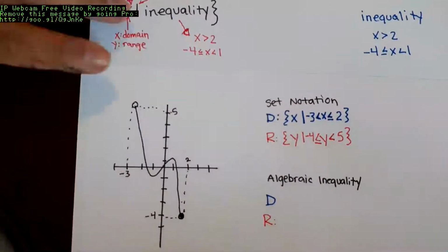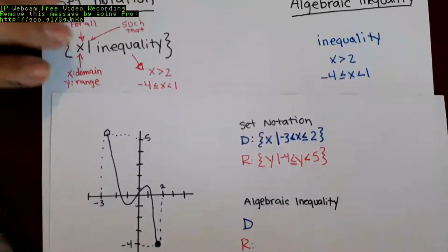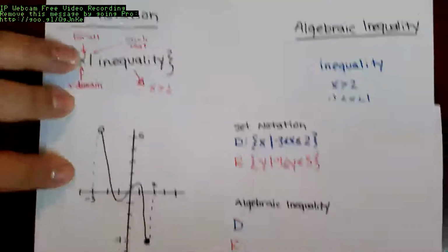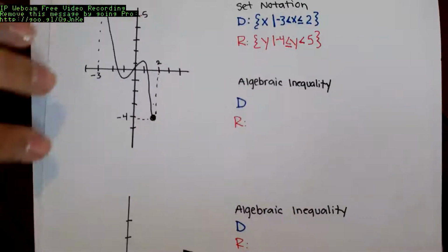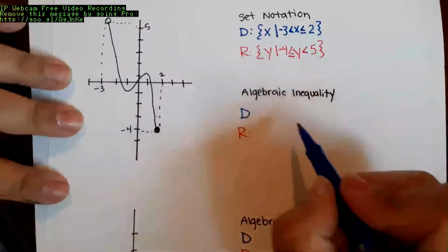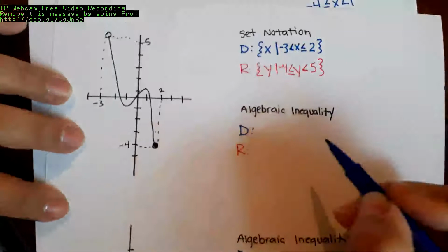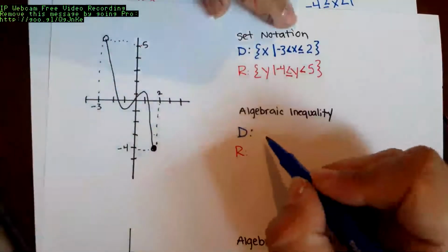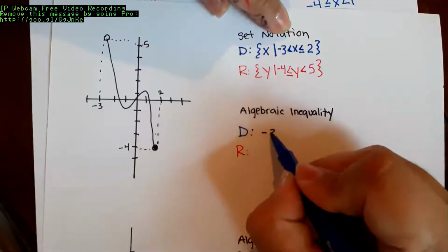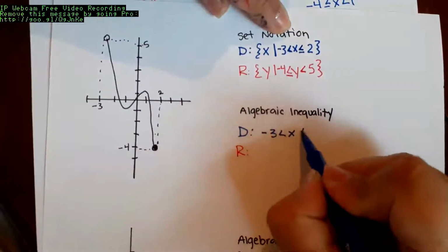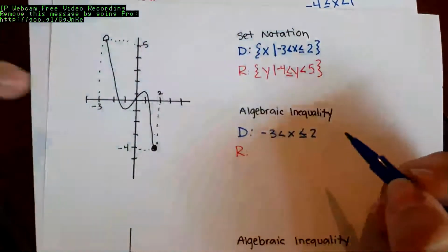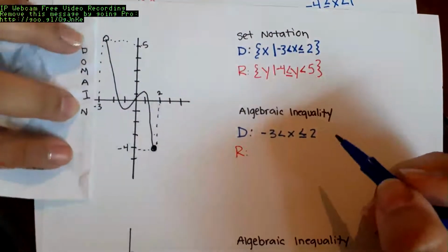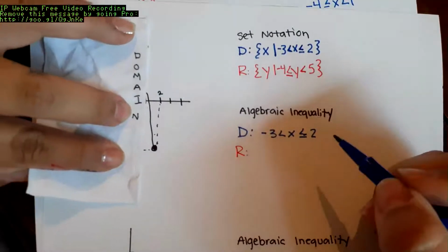Okay, so that's how we get set notation. And remember, our algebraic inequality is going to come from our set notation. So over here, for my domain, you can figure it out again, or since we have it up here, I'm just going to rewrite it. And I can see that it is from -3 all the way to 2. So -3 all the way to 2.